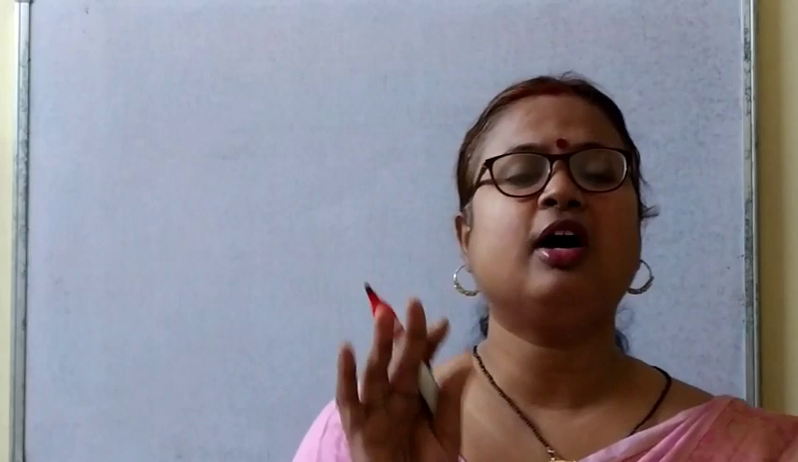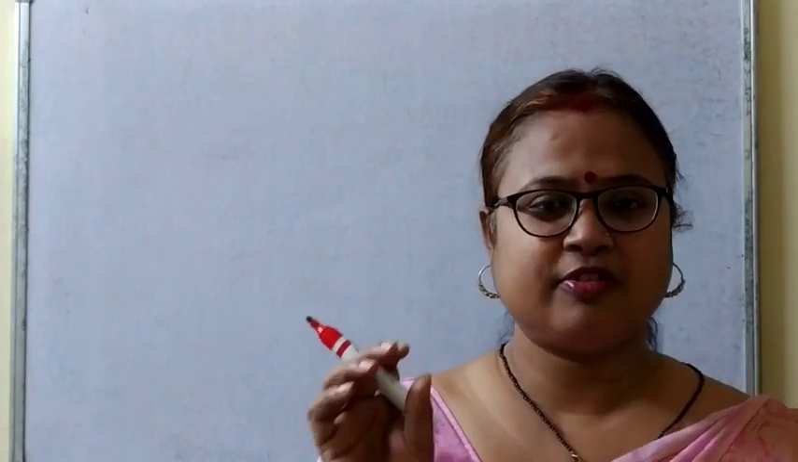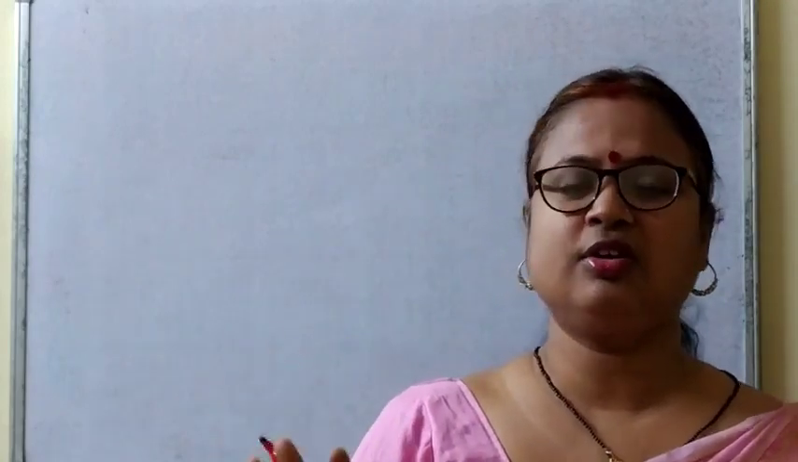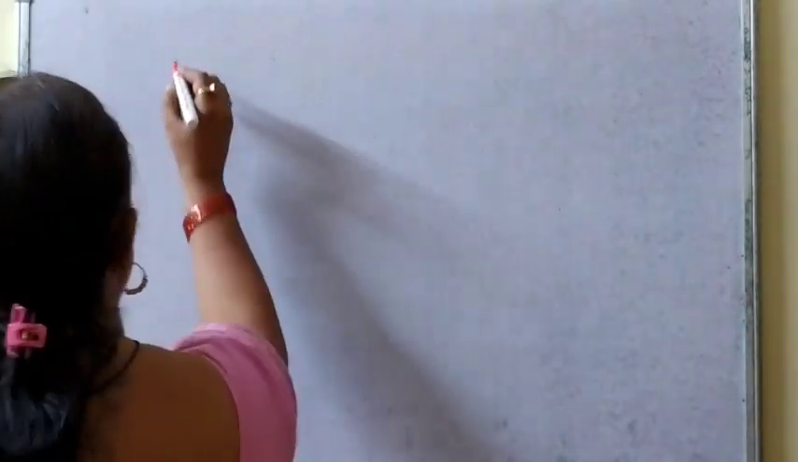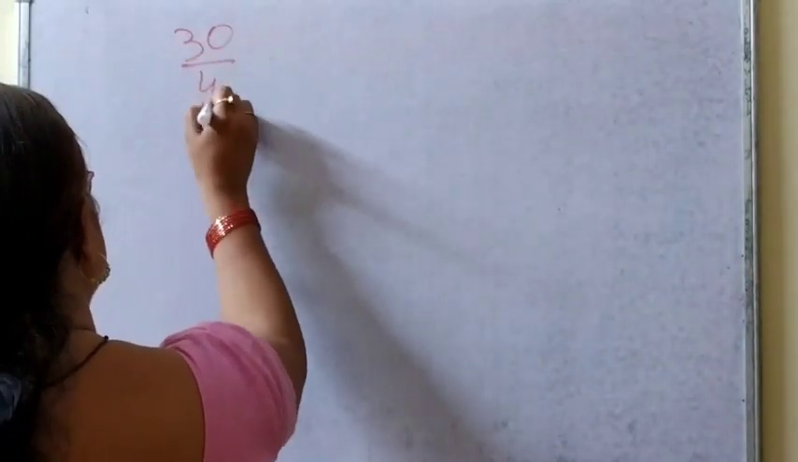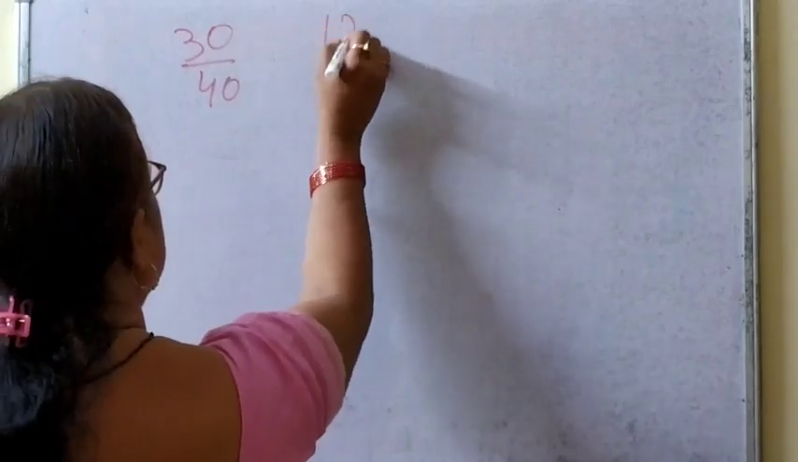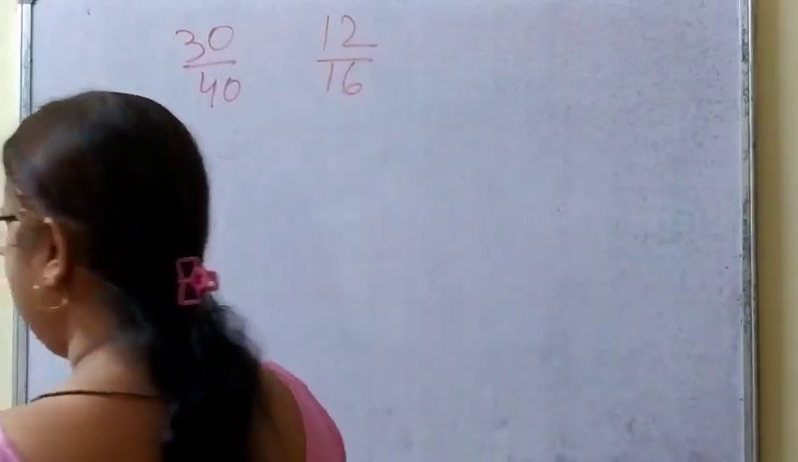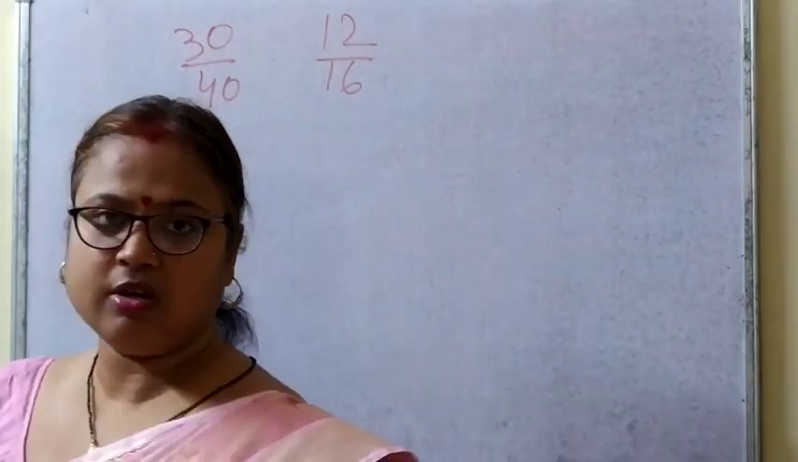So the first question is like straight true or false. I am going to ask whether the given fraction is equivalent fraction or not. In Olympiad you get such type of questions, that two fractions are given and you have to find whether these fractions are equivalent or not. So for example, 30 by 40 and 12 by 16. Are they equivalent fractions or not?